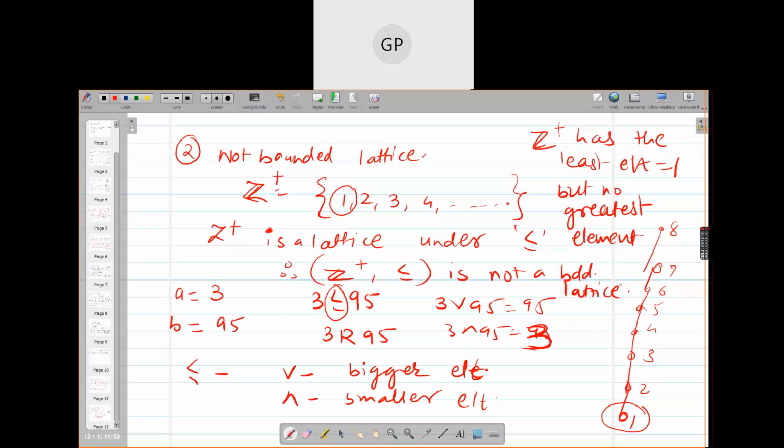Are you getting it? Yes. Okay. So we have seen bounded lattice and not bounded. So whenever your set is finite and it is a lattice, it will have the least and greatest element. A finite set which is a lattice which has the least and greatest element is a bounded lattice. I hope you understand this.